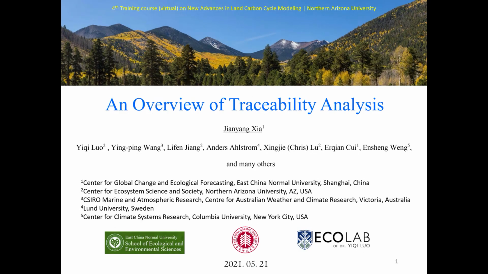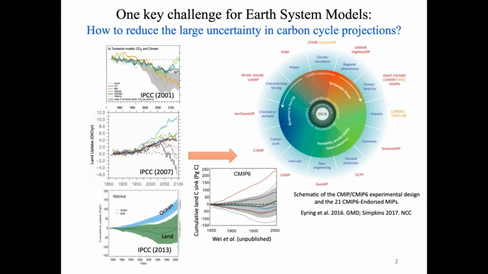Today I'm going to give an overview of the traceability analysis. Earth system models have been widely used to simulate land surface processes that drive climate change. Among these processes, the land carbon cycle is one of the most uncertain parts.